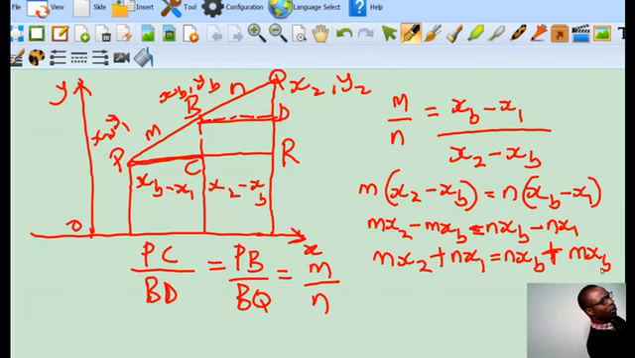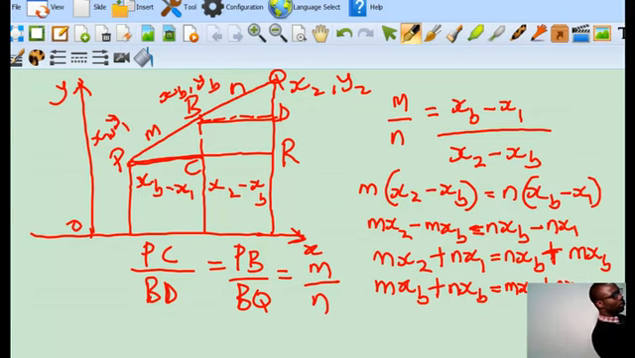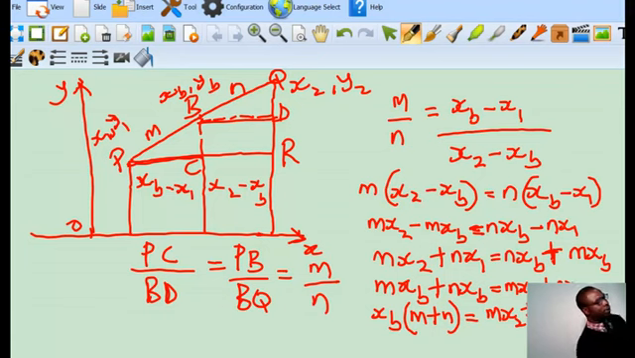Now, having this, you can rearrange: m xb plus n xb equals m x2 plus n x1. Now xb is a common term, so bring it out: m plus n. Now with this, you can make xb the subject of the formula. I will have to clean this.